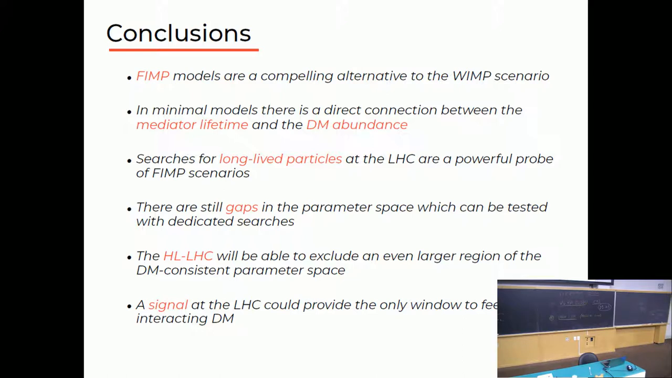We've also studied the high luminosity LHC and made projections on how far it goes. We can exclude a big chunk of the parameter space. And finally, if we see a signal there, we can, with some hope, measure this freezing coupling and directly check if we get the right relic density or not. So it's a very straightforward connection between the lifetime of the mediator and the relic density. And this can be tested at the LHC. Thank you.